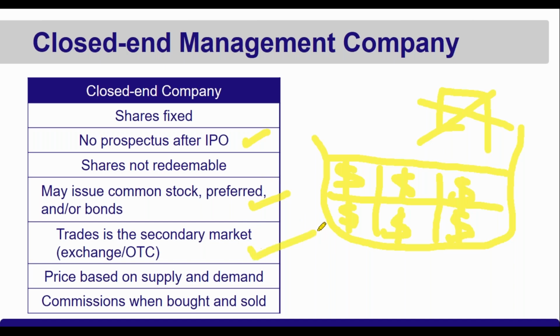So these shares will trade in the secondary market after the IPO, just like shares of stock will. Supply and demand will set the price, and you will have commissions every time you buy and sell, because they trade, again, just like shares of stock do.